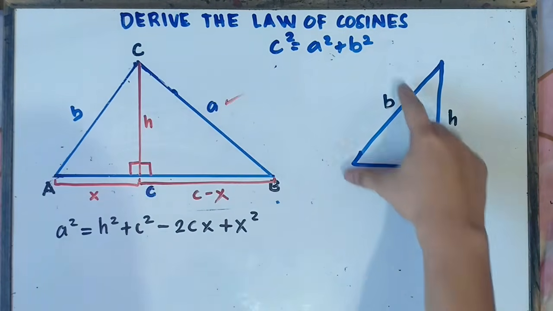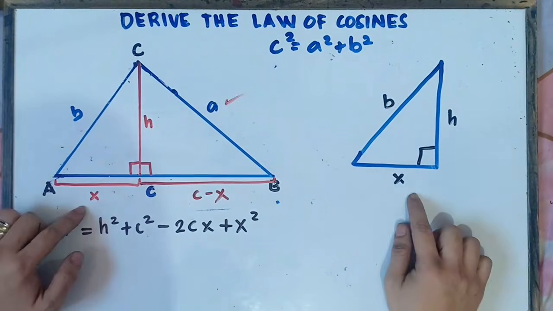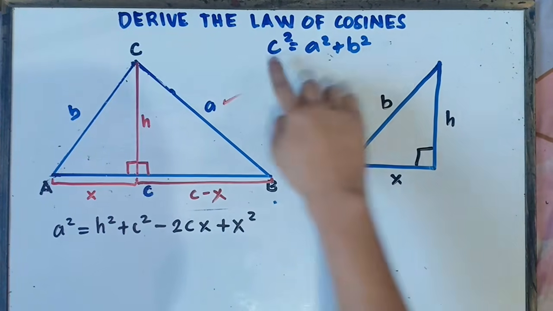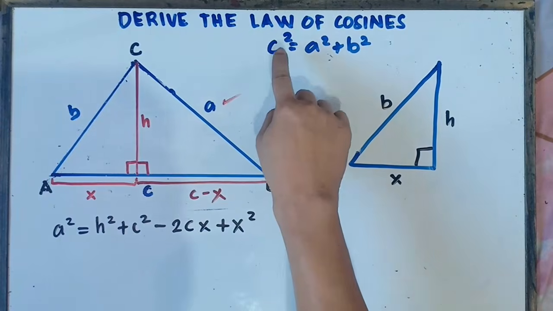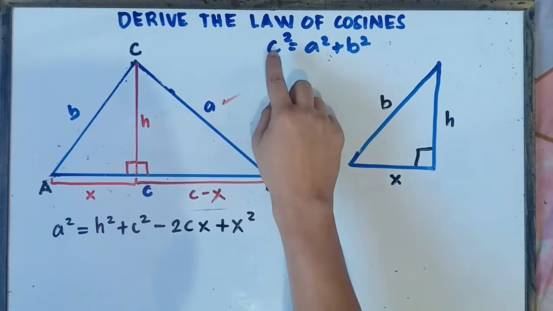Alright, so once again, class, this is the triangle. We have side b, h, and then x. So, therefore, this is the hypotenuse, right? The longest side is the hypotenuse. C is the hypotenuse in the Pythagorean theorem. Once again, in the Pythagorean theorem, c is always the longest side.